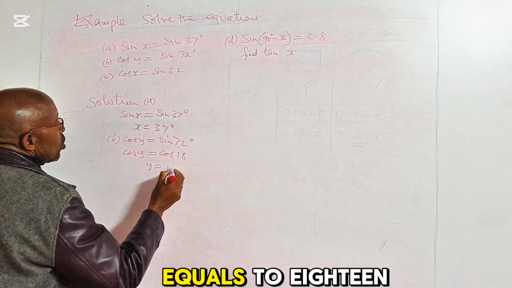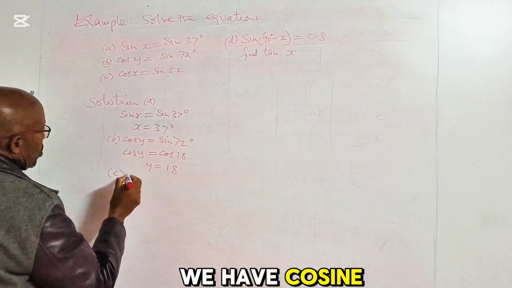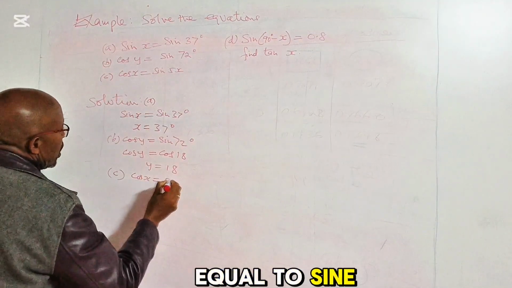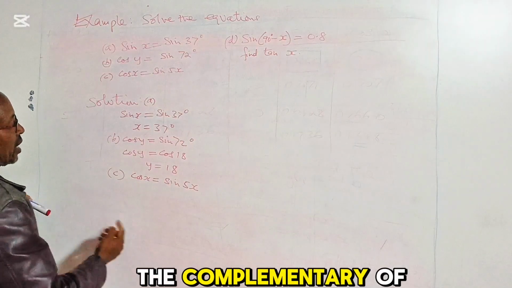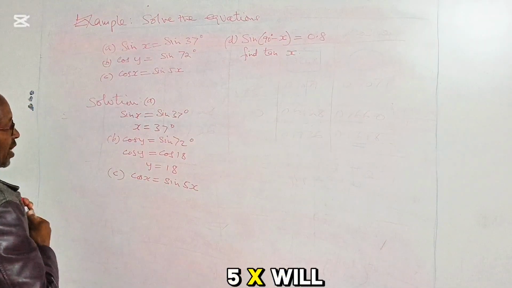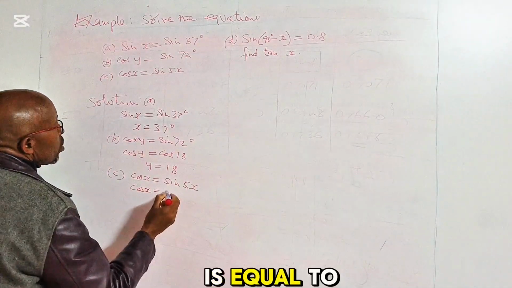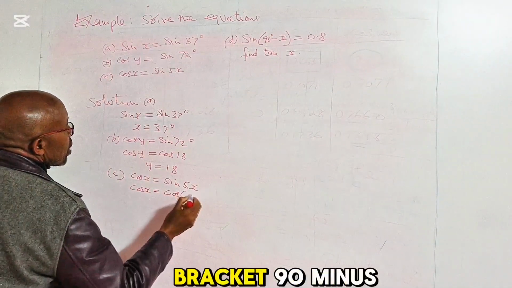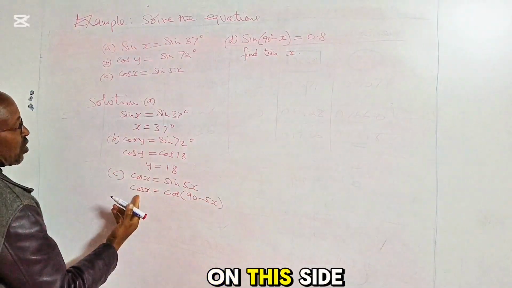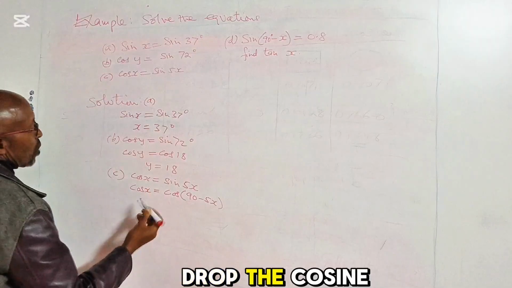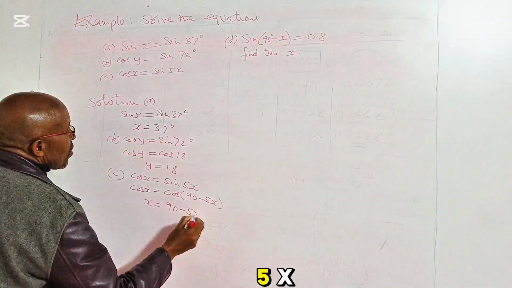Therefore, y is equal to 18. Then number C, we have cosine of x is equal to sine of 5x. The complementary of 5x will be cosine of x is equal to cosine of (90 minus 5x). Therefore, we have cosine on this side and cosine on the other side, so we can drop the cosine, so we have x is equal to 90 minus 5x.